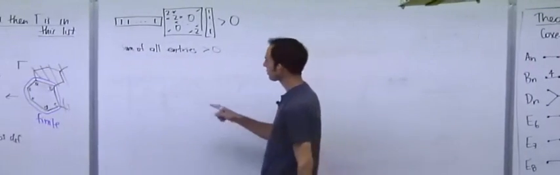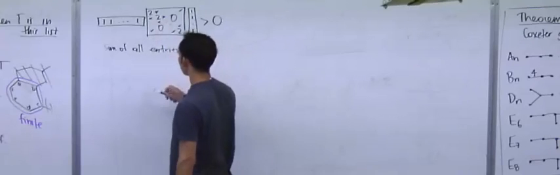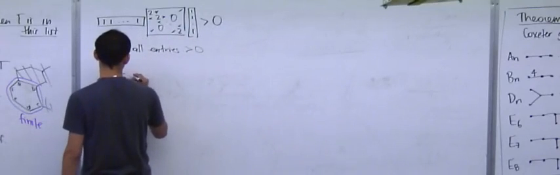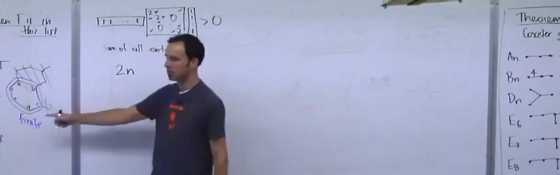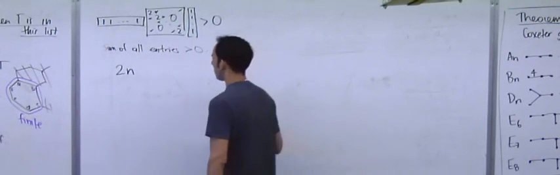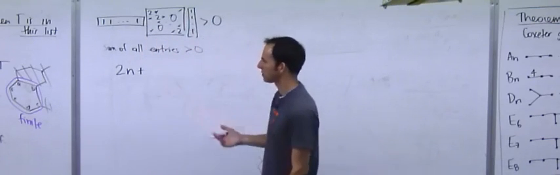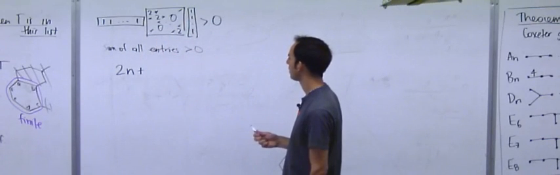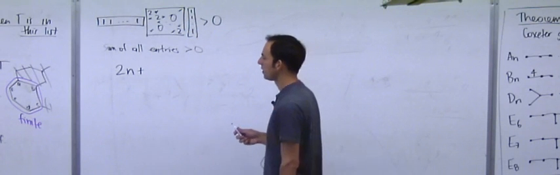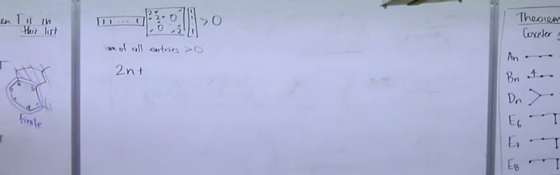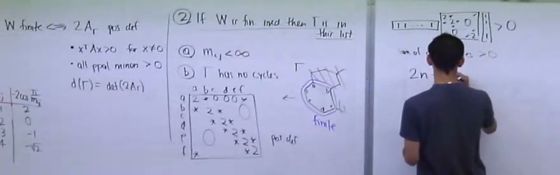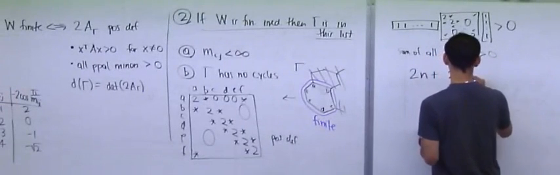What is that sum? Well, I have 2, n times, where n is the number of vertices on this cycle, plus some sum of things. How many of these things do I have? Well, you see, I have 2 stars in each row, so there's 2n terms. Right? 2n numbers.